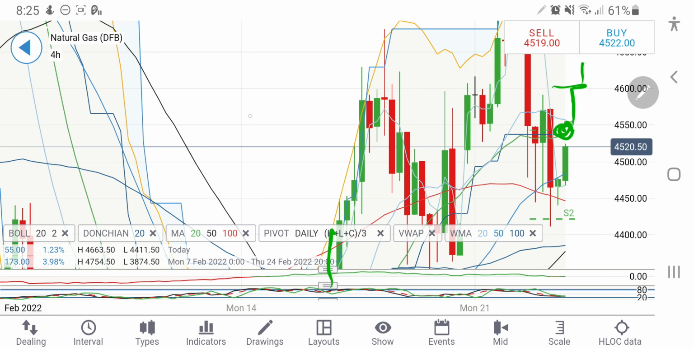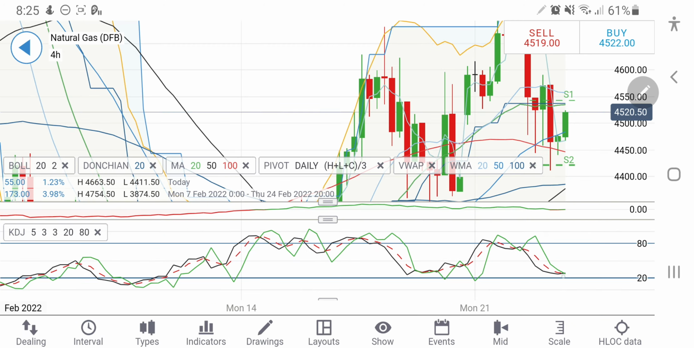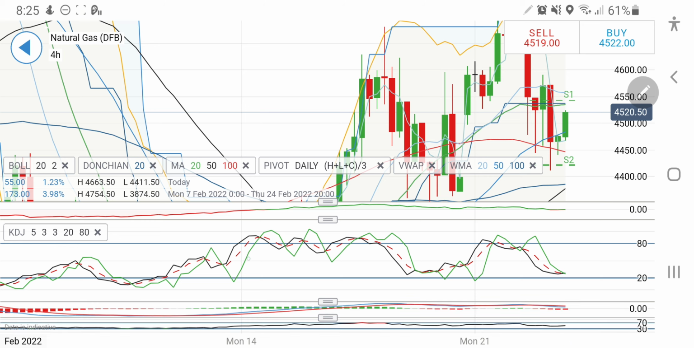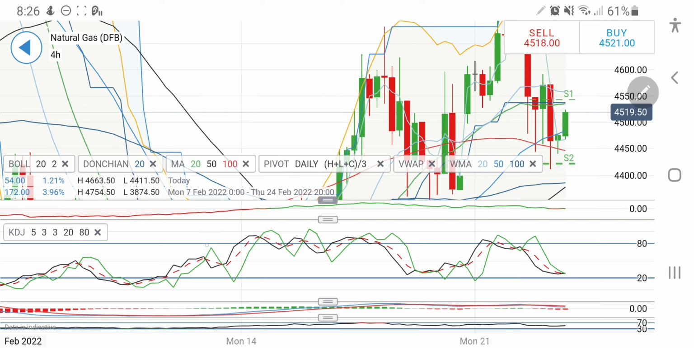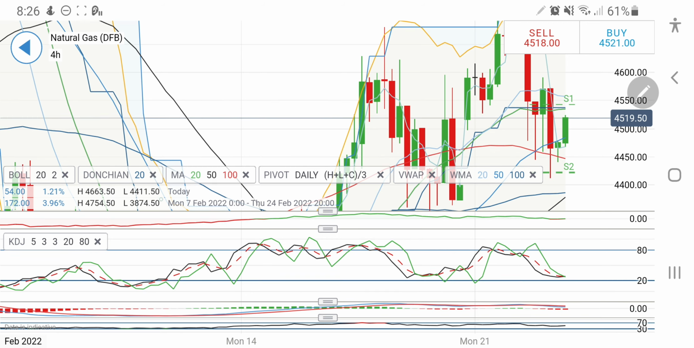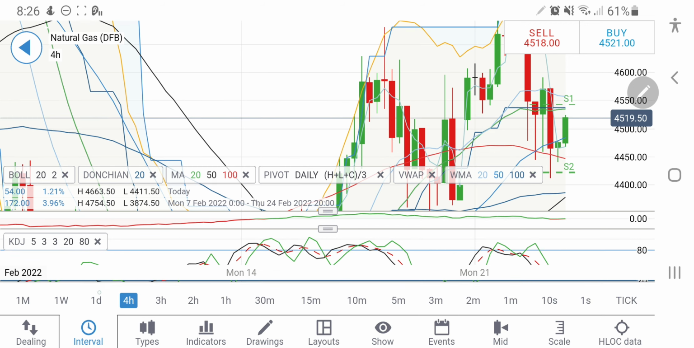Now look at the stochastic. The stochastic is trading at the bottom here, and it is trying to reverse from here, and that is what is making us confirm that yes, it may rise from here. So to summarize it well, also before we come to the summary, let's have a look at the daily charts.